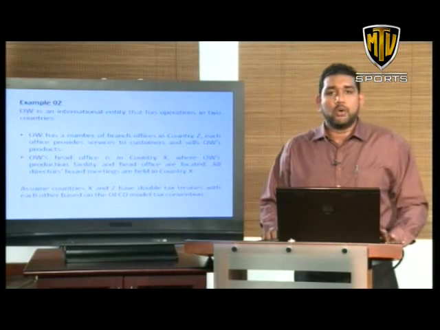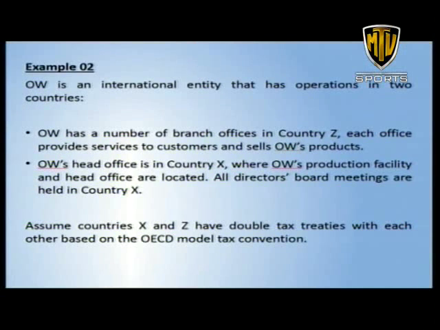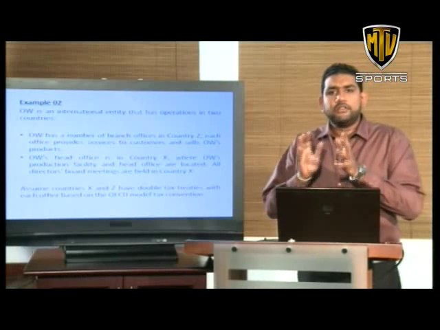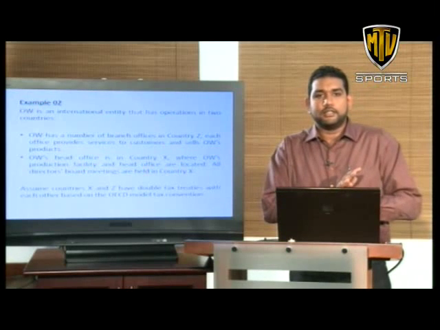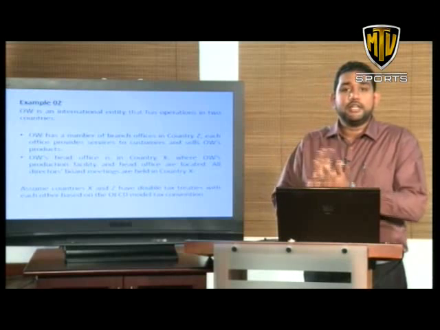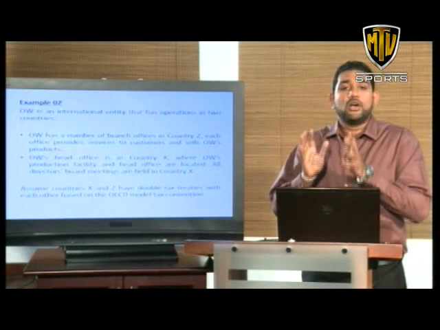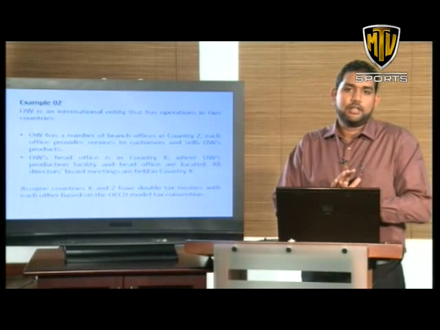According to the OECD model, we look at a couple of things to determine the corporate residence. The first thing, or the most important thing that we consider, is the country of effective management control. What is country of effective management control? Where your head office is located, or where the board meetings are being held. That is your country of effective management control.